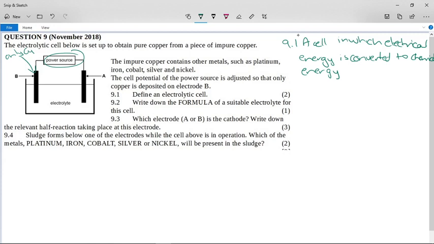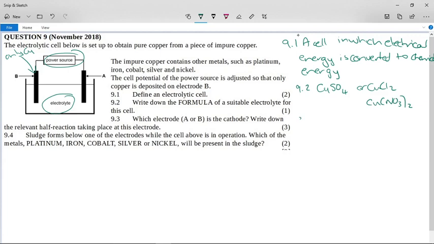Now it says write down the formula of a suitable electrolyte for this cell. So this electrolyte is the liquid that's running around in here. We need something that contains copper ions. My first go-to solution is copper sulfate because that's readily and easily available. But you could also use copper chloride, or copper nitrate, so long as it is a soluble copper salt. Copper sulfate is just the easiest one that springs to mind.